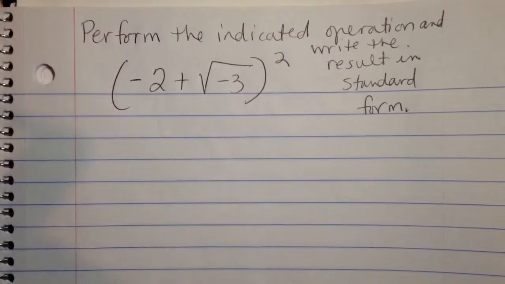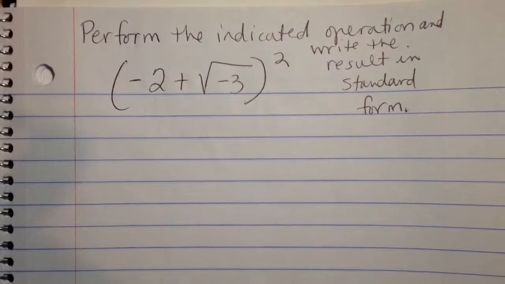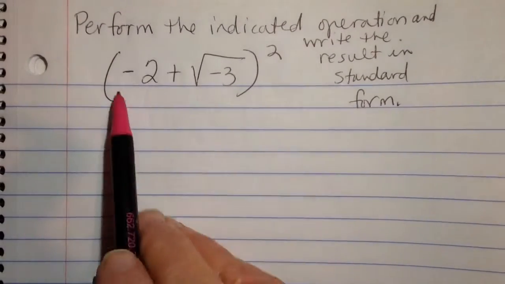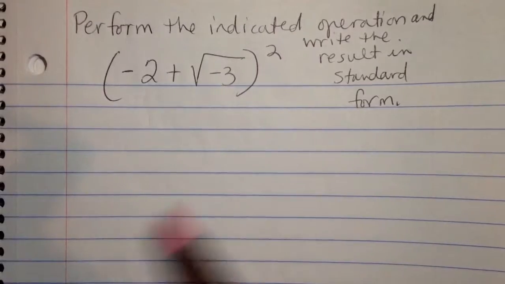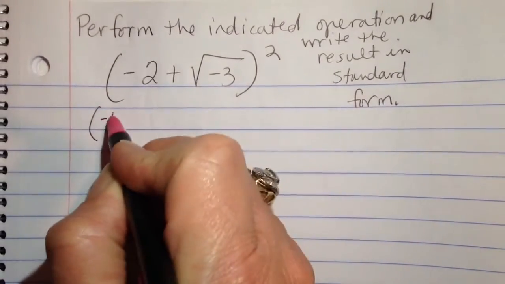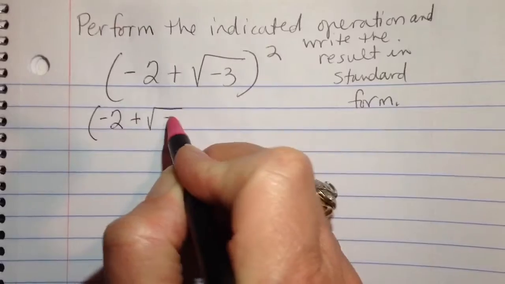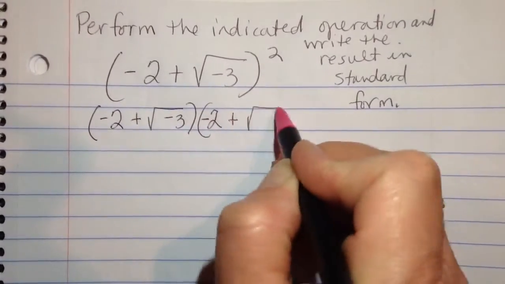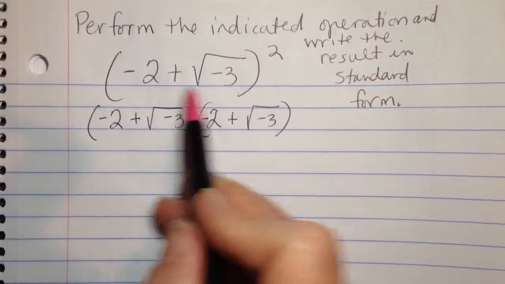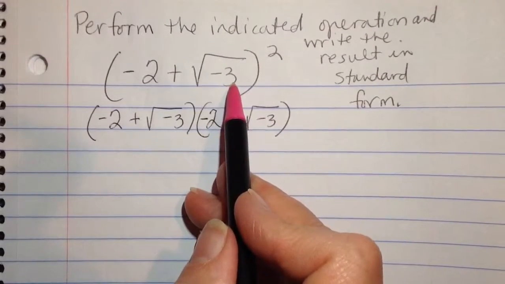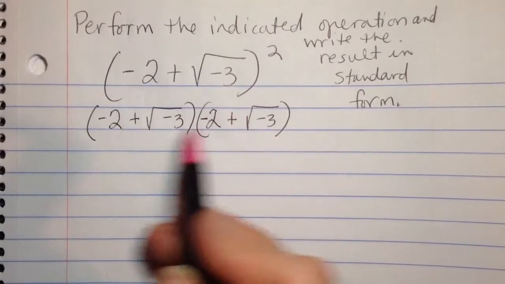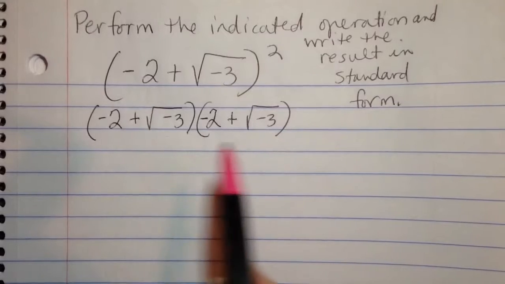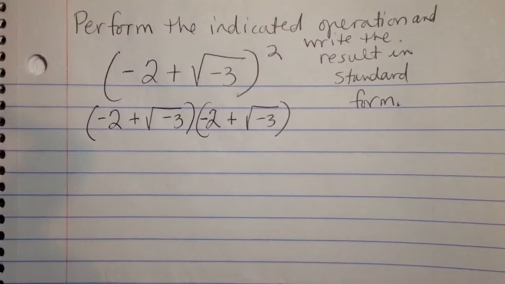This problem says to perform the indicated operation and write the result in standard form. I see that I have a binomial squared. Well, to square anything, you write what's inside the parentheses twice and multiply it times itself. You write the exact problem that's inside the parentheses, write it down twice, and multiply it times itself. To multiply a binomial times a binomial, we can always FOIL.